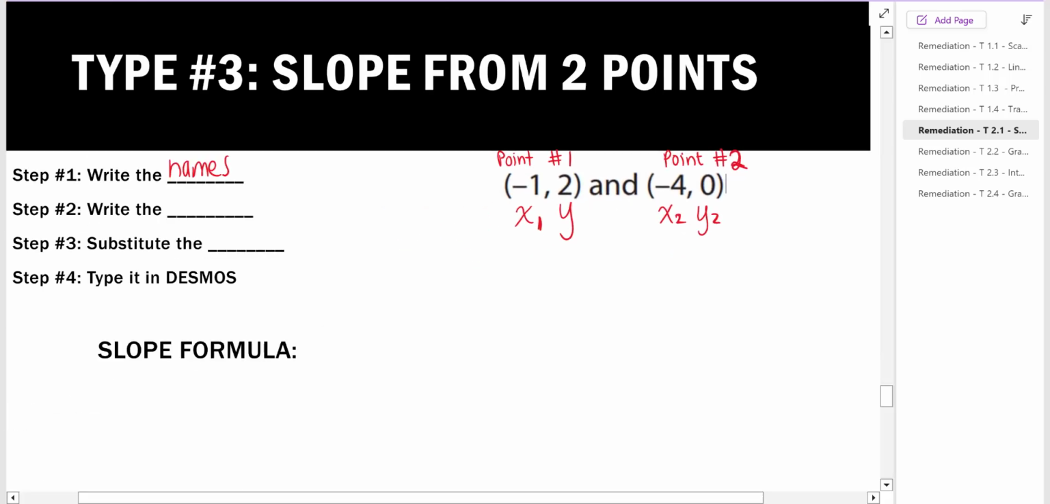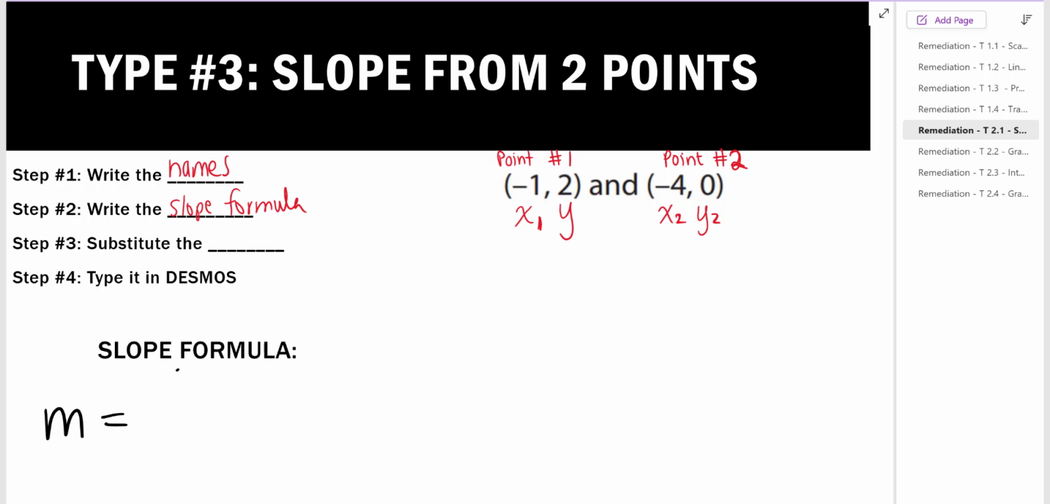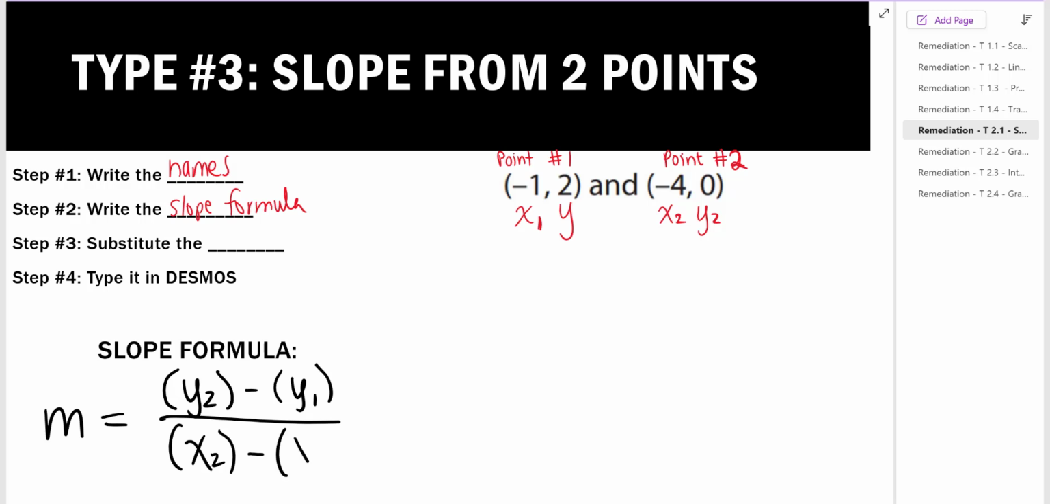Step 2 is write the slope formula. So paso 2 es escribir la fórmula de slope. So slope formula is m equals (y2) minus (y1) over (x2) minus (x1). That is the slope formula. Please use parentheses so that you prevent mistakes.